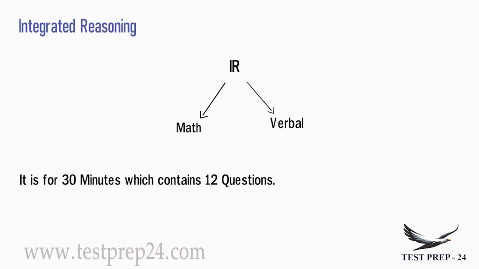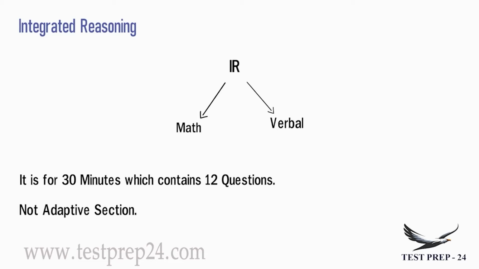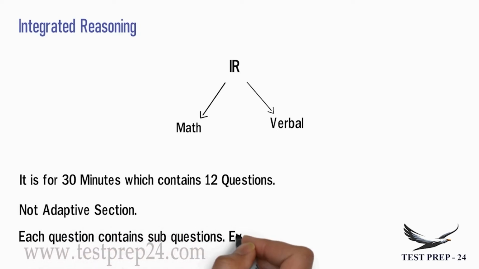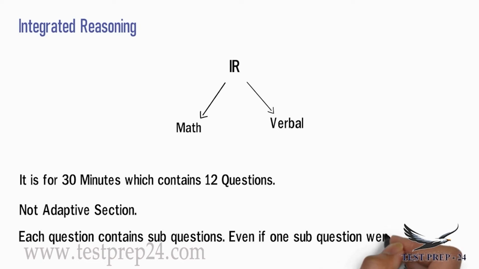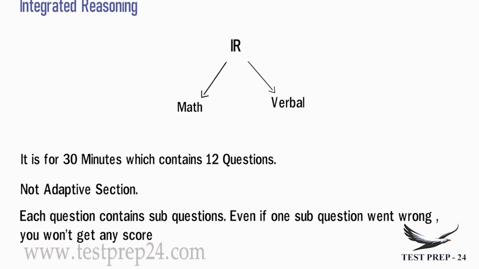Now, this integrated reasoning section is not an adaptive section. It is not like upon your previous question you are going to get your new question. And in this section, each question contains sub-questions. There will not be a single question, but every question will be having sub-questions. So if you answer all the parts correctly, only then you are going to get any score. Suppose one question comes along with 3 parts and you get 2 answers correct and 1 wrong, you are not going to get any mark for it.